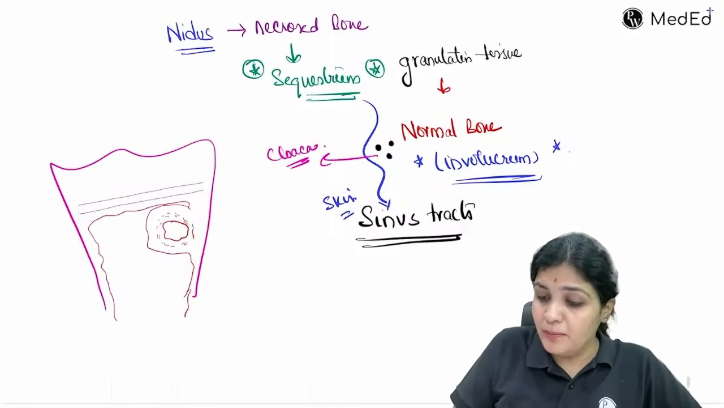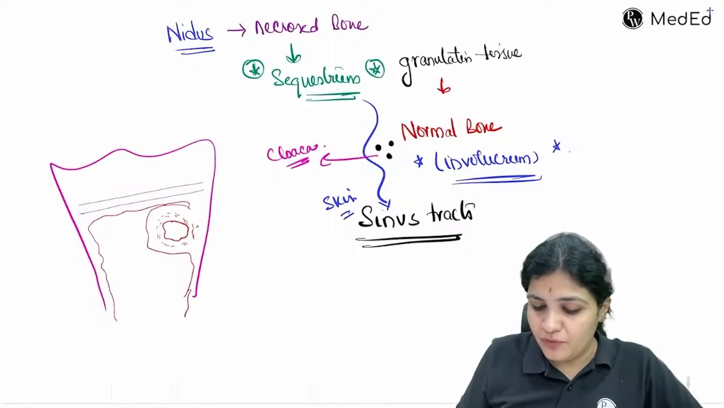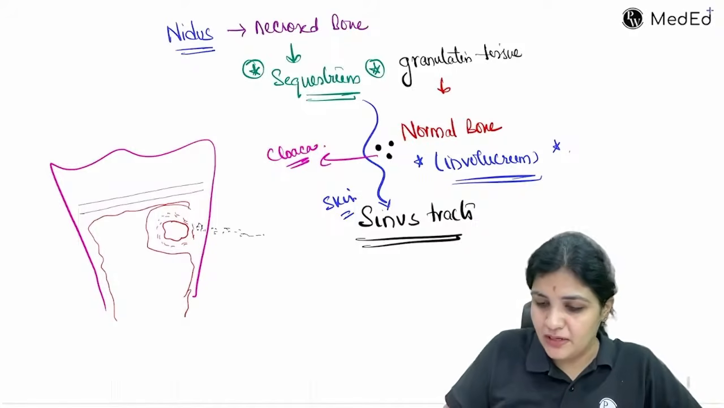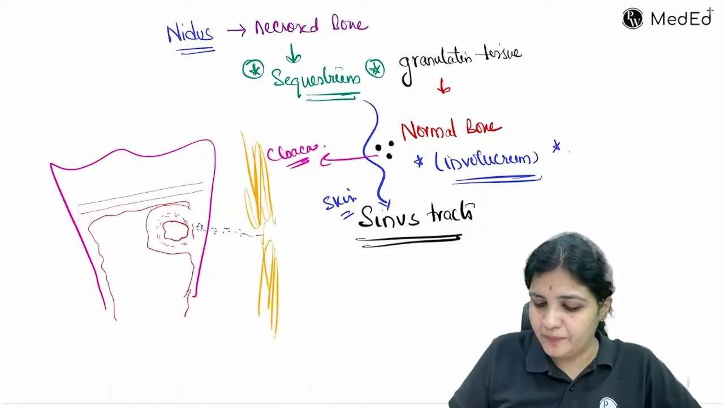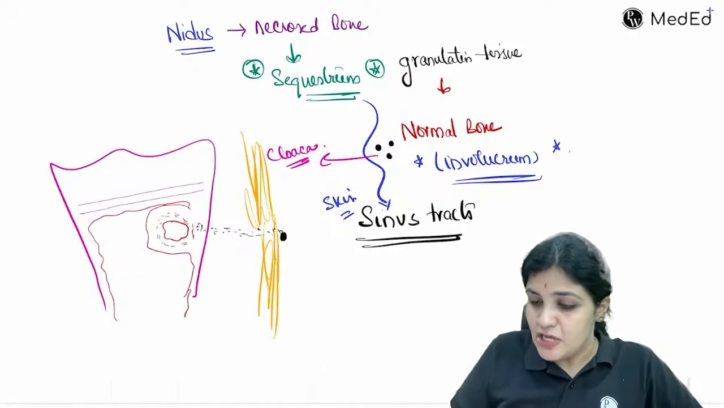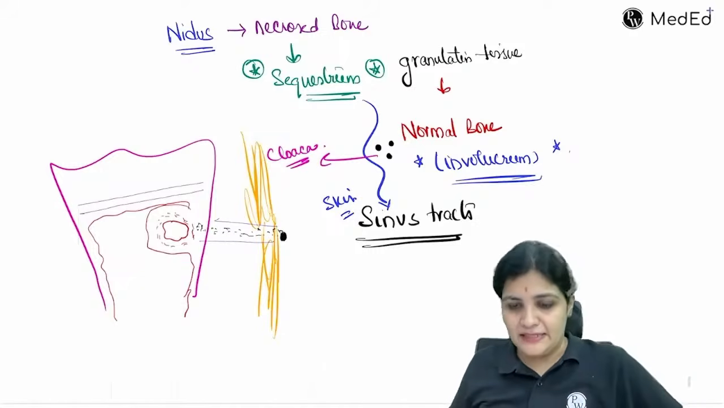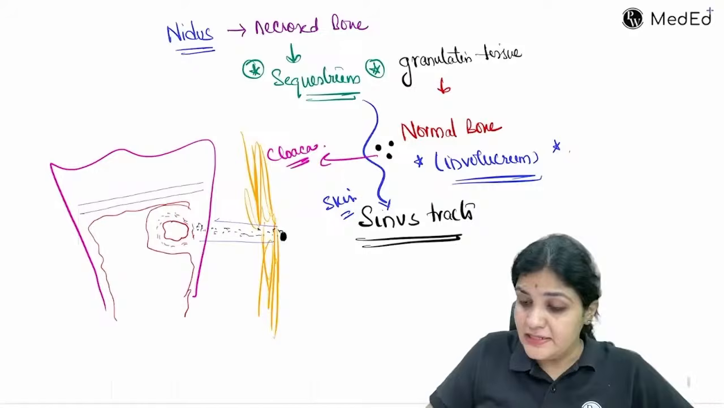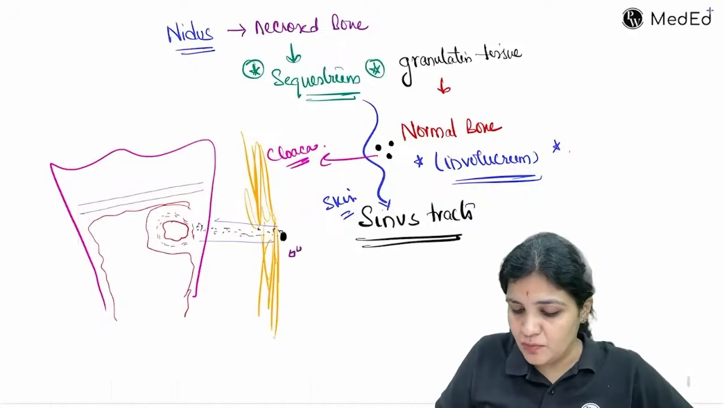And this dead bone will form a lot of pus, and this pus will come onto the skin. So remember, there should be some evidence of the skin, and this particular pus will find its way and will present as the sinus. So now this is your sinus tract, and this is your sinus, and here the discharge is what? So the discharge is your bony spicule.